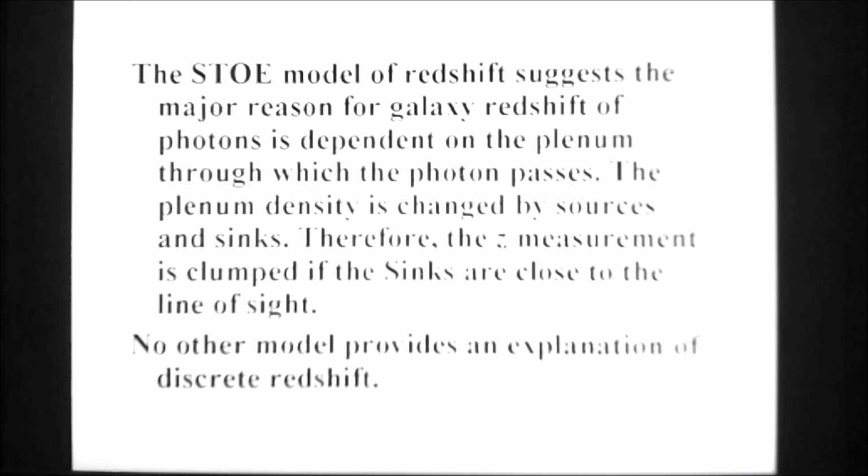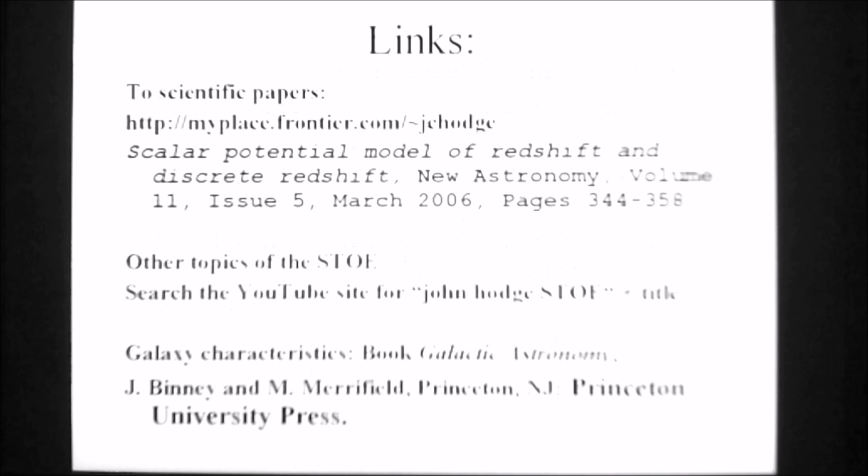The STOE model of redshift suggests the major reason for galaxy redshift of photons is dependent on the plenum through which the photon passes. The plenum density is changed by sources and sinks, that is, say, spiral galaxies and elliptical galaxies. Therefore, the redshift measurement is clumped if the sinks are close to the line of sight. No other model provides an explanation of discrete redshift.